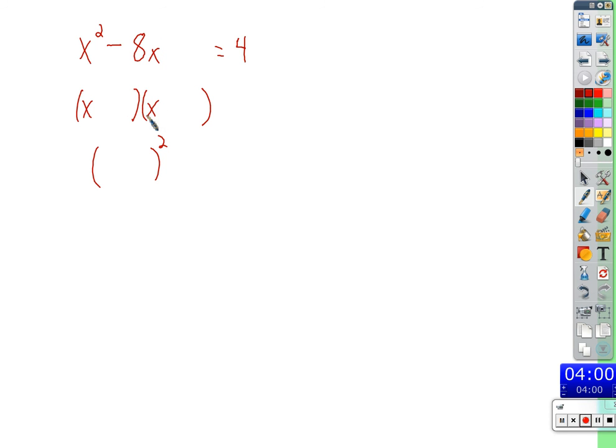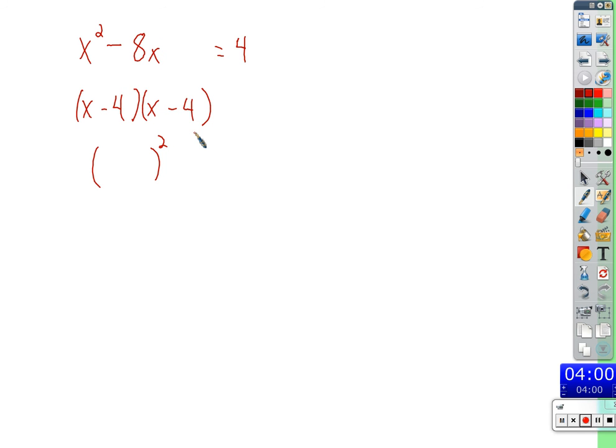Right? X, X. These two numbers will have to be the exact same number, so that we can write it as squared. What will that number have to be, so that when we multiply it all out, we get negative 8x? That's the part where we add them together. So what would these two numbers be? Yeah, that's right, negative 4.